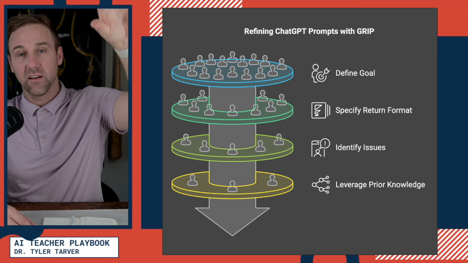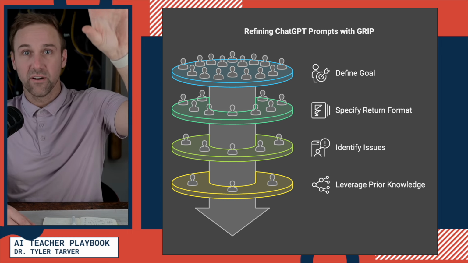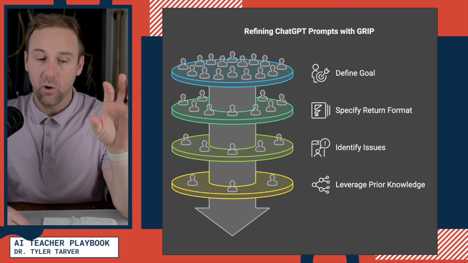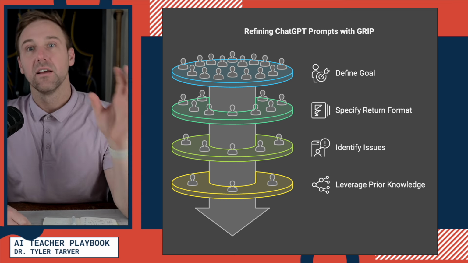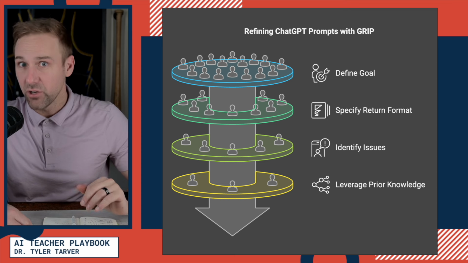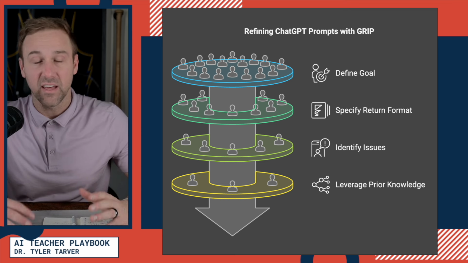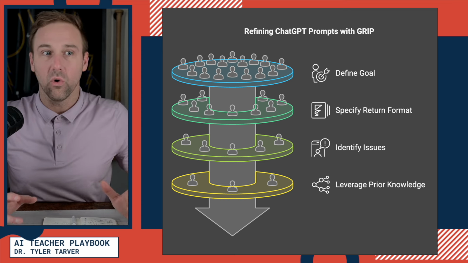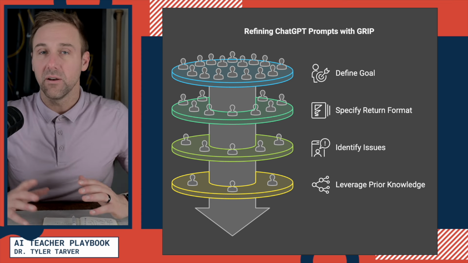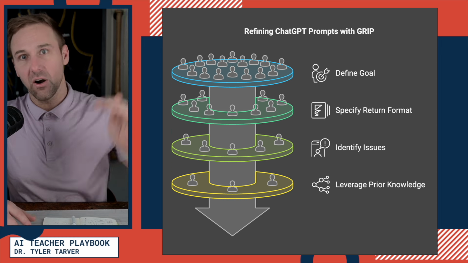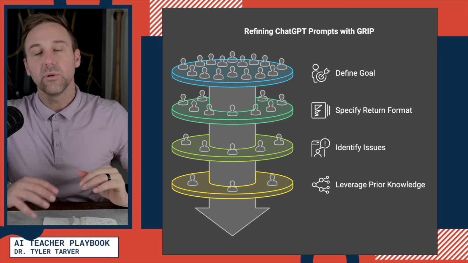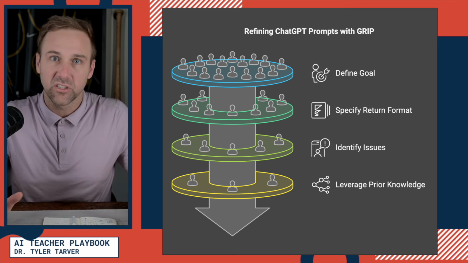So G for GRIP. G is goal. We define the goal. What do we want it to do? The R is the return format. What do we want it to look like? The I is identify issues, problems, warnings, things we don't want. And then P, this is the one that is most important if you want it to be what you actually want and be more specific. Because the GRI, okay, the goal, the return format, and the issues, what it's doing is it's pulling from its knowledge base, which is all of the internet.